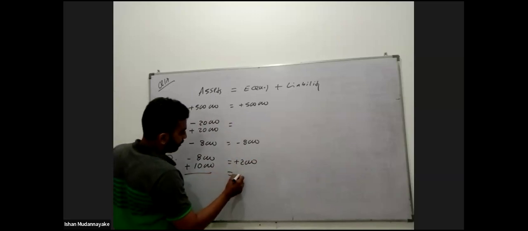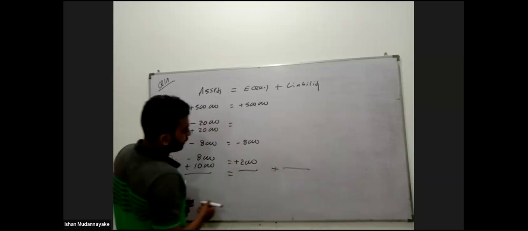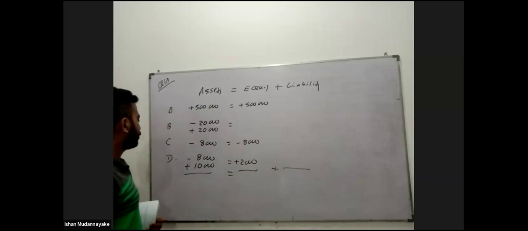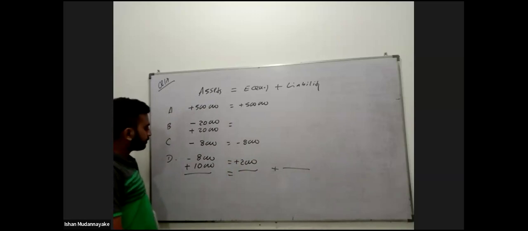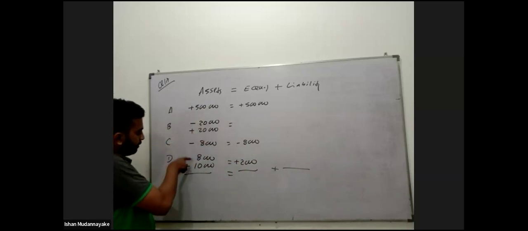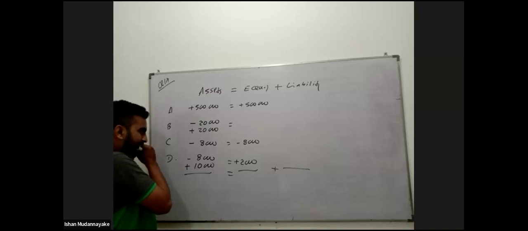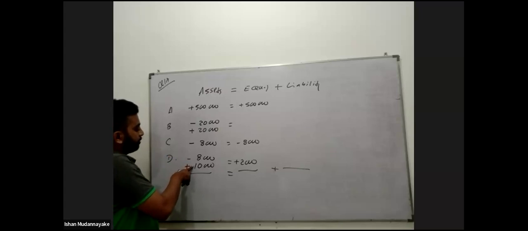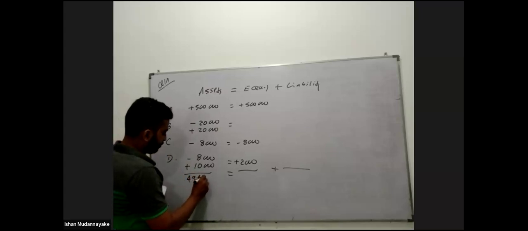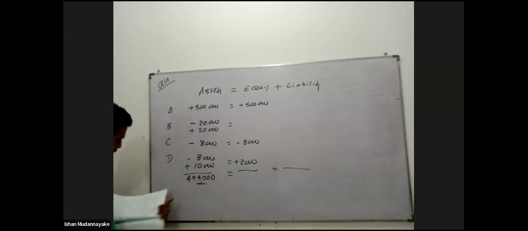Right. Then, end of the day. Closing asset, how much? Right now closing asset 10,000, right? Here plus 2,000, minus 6,000, 494,000. Closing value of assets 494,000.